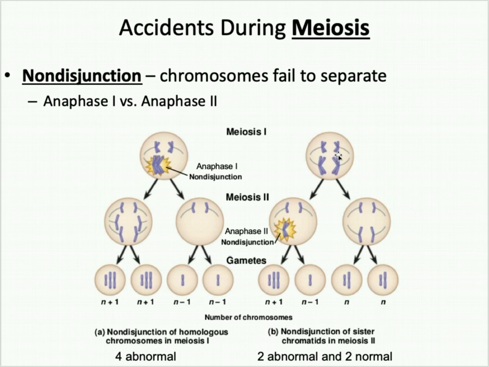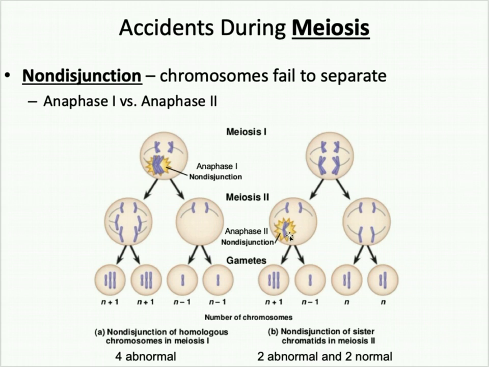However, if non-disjunction occurs in Anaphase 2, it's a little bit better. Let's go through this. Here, this is Anaphase 1, where the homologous chromosomes separate properly. This goes to one daughter cell, and this goes to the other daughter cell. Here we can see that this daughter cell's chromatids separate nicely in Anaphase 2. These chromosomes will go to this gamete, and these chromosomes will go to this gamete, where they will both be normal and have 23 chromosomes each.